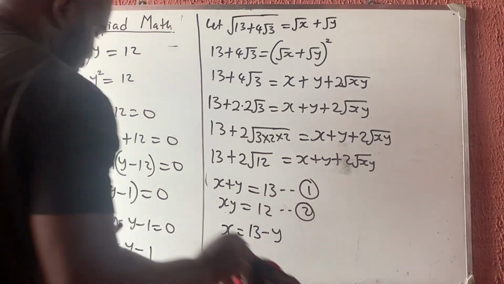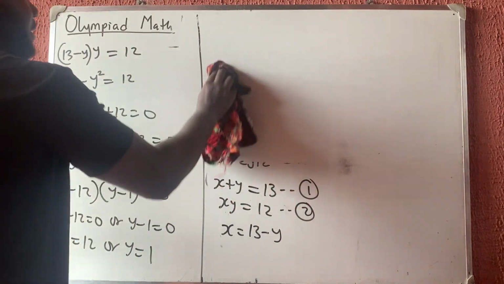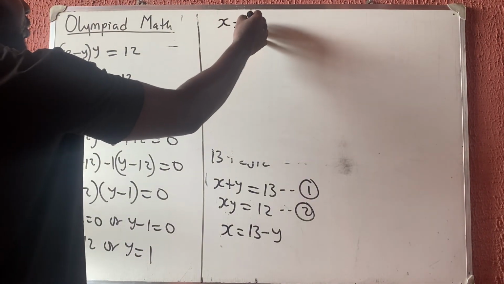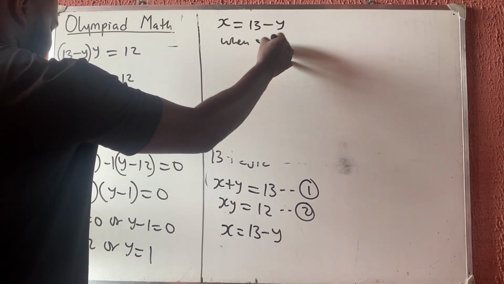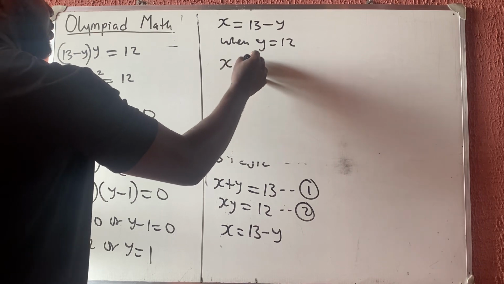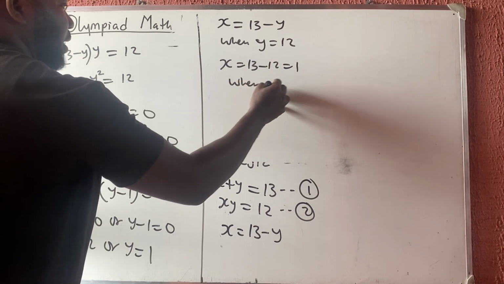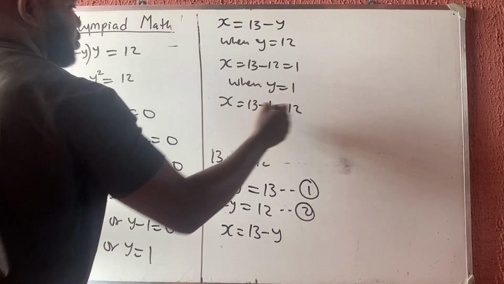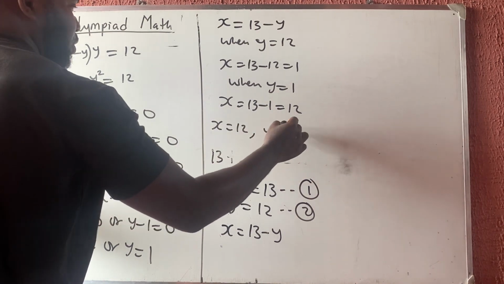So having this now, we have gotten our y. So we'll get our x. And you know that x should be exactly like y. It's a must. So look at, we say that x is equal to 13 minus y. So when y is equal to 12, you see that x is equal to 13 minus 12, which is 1. And when y is equal to 1, you see that x is equal to 13 minus 1, which is 12. So you can take x to be 12 and then take y to be 1.